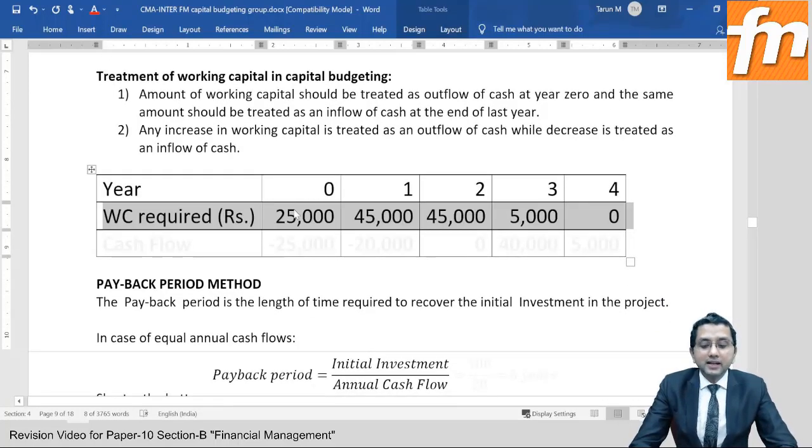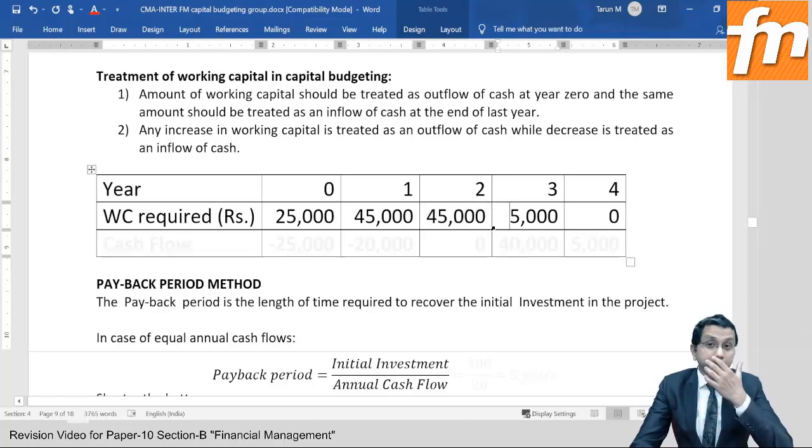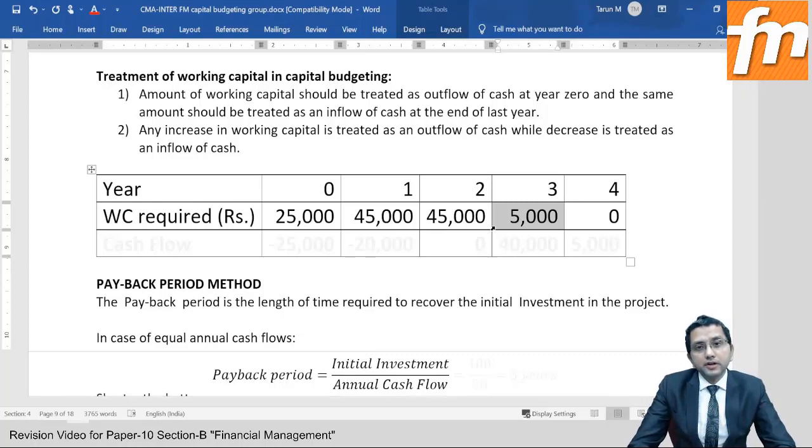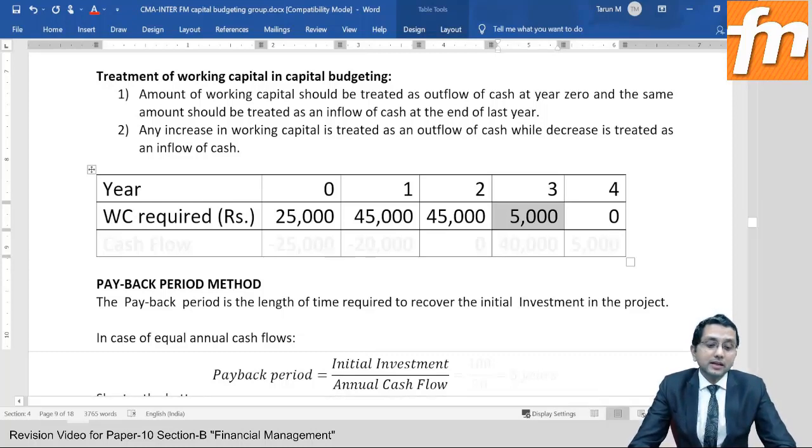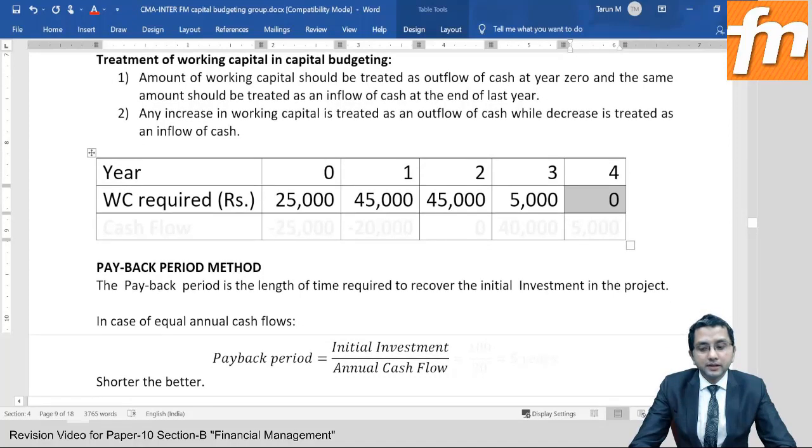Suppose you estimate that at the start of the business, working capital requirement will be 25,000. By the end of first year, the business size must have gone up, so working capital will be 45,000. In second year, no change in business size, working capital remains same. In third year, business is at a downturn, it is falling, so working capital requirement also reduces to 5,000 rupees level. And at the end of fourth year, you will close this business, so working capital requirement will not be there.